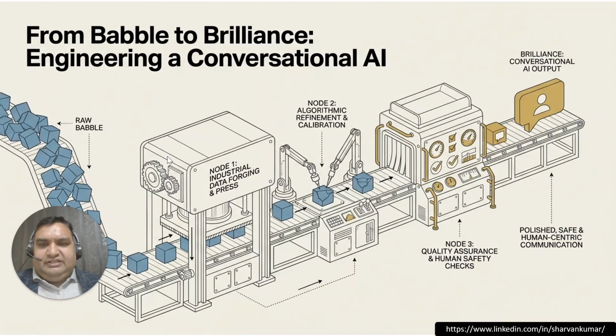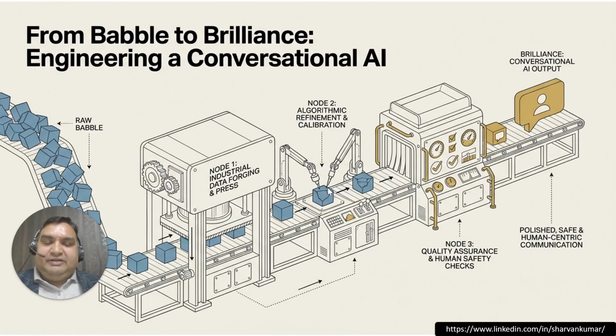So basically what you're seeing is a big pipeline where we have a raw input in the form of unstructured data, notes, books, and then we have a couple of nodes, and finally we have an output which is brilliantly conversational and human-centric. What we are seeing is a pipeline having the first node as data forging, where we are fetching the raw data as raw material, and then we are putting it into our pipeline.